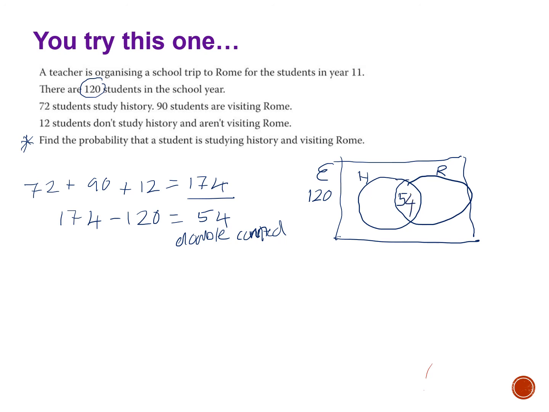Okay, right, back to my question then. 72 study history. I've already got 54 in here, so that tells me that I must have 18 just in here, okay? And I get that by doing 72 minus 54.